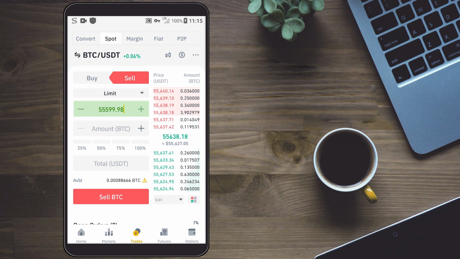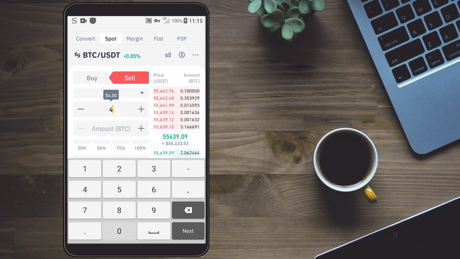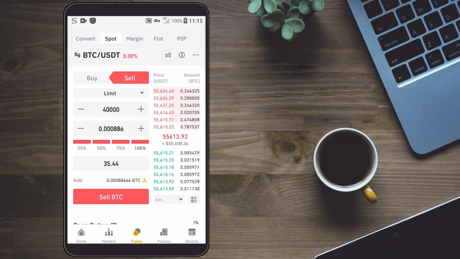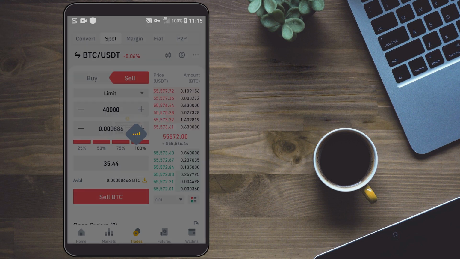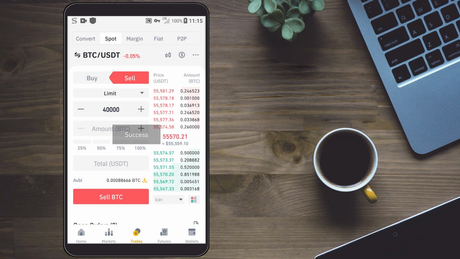Let's set the price to 40,000 and the amount 100% of our available Bitcoin. I touch sell BTC, and if I confirm, success, and the order is executed instantly, and my Bitcoin is sold at the current price of the market. So always remember, a limit buy order is for buying below the current price, and your order price must be lower than the current price of the market, and a limit sell order is for selling higher than the current price, and your order price must be set higher than the current price of the market.